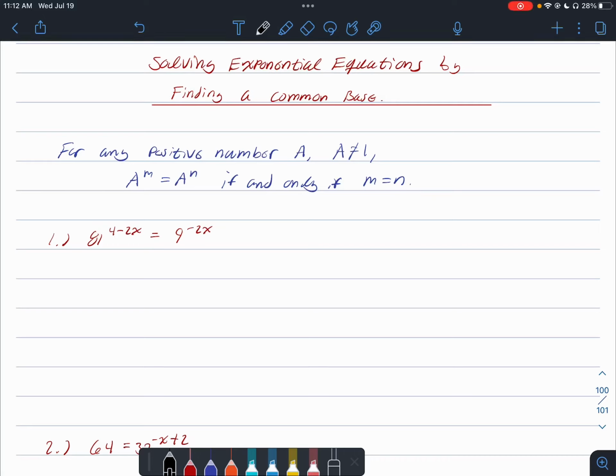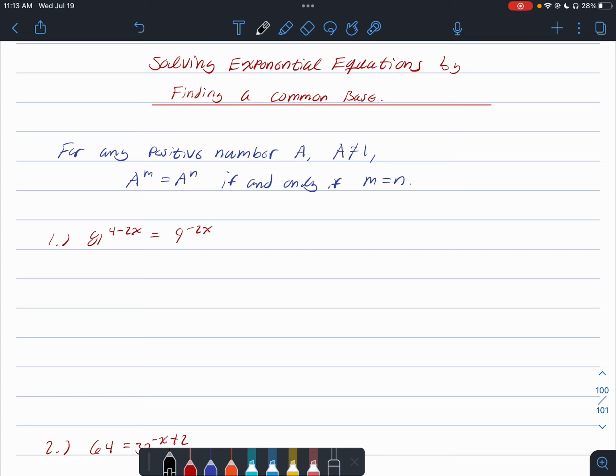Here I want to look at solving exponential equations by finding a common base. But first, let's take a look at a seemingly obvious rule, but one that will actually be of some real help here in just a few minutes. This says for any positive number a, such that a is not equal to 1, we have a to the m is equal to a to the n if and only if m equals n.